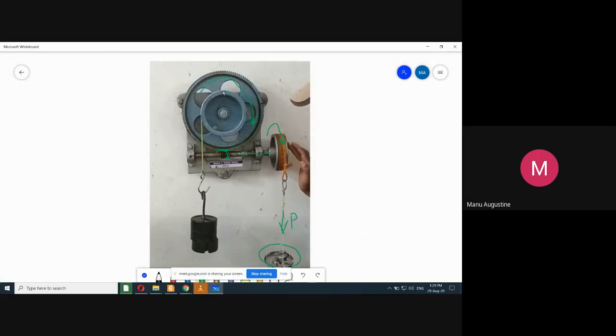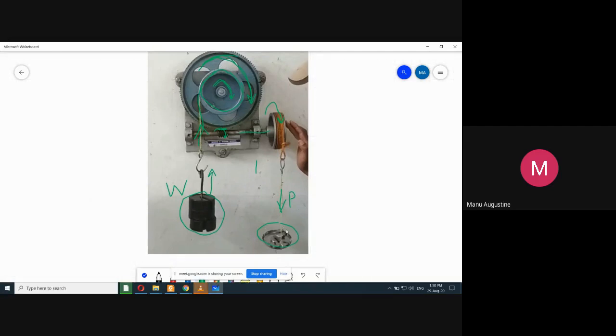And now see that this pulley is attached rigidly to the main gear. So when the gear rotates in this direction, this pulley is also going to rotate in this direction at the same RPM. And when it is rotating, you see that the threads are now wound around this pulley. So when this pulley rotates in this direction, this thread will be pulled upwards, and this is your W, the overall weight that you are trying to lift. This will move upward.